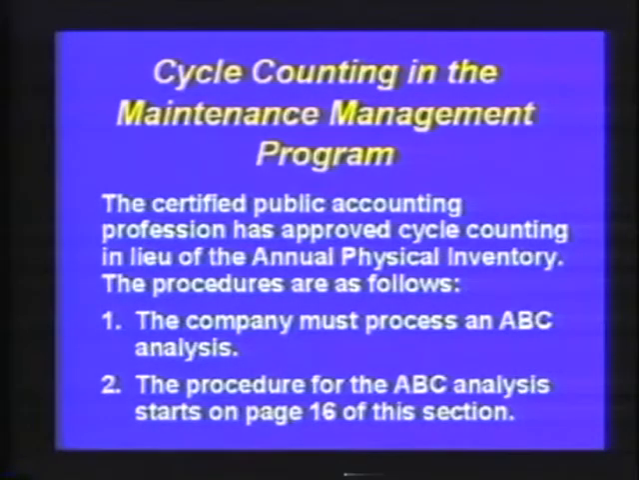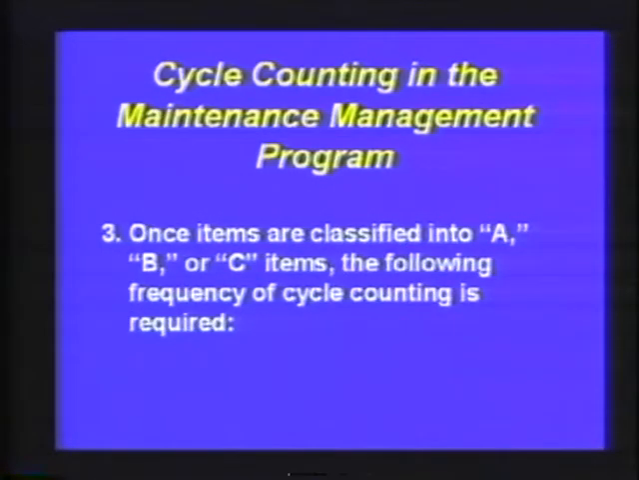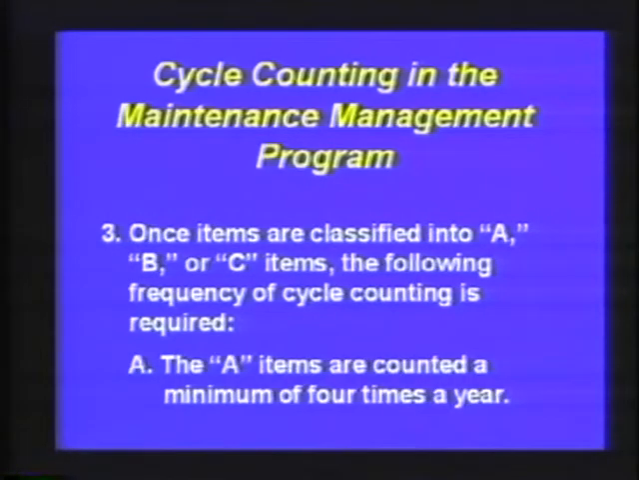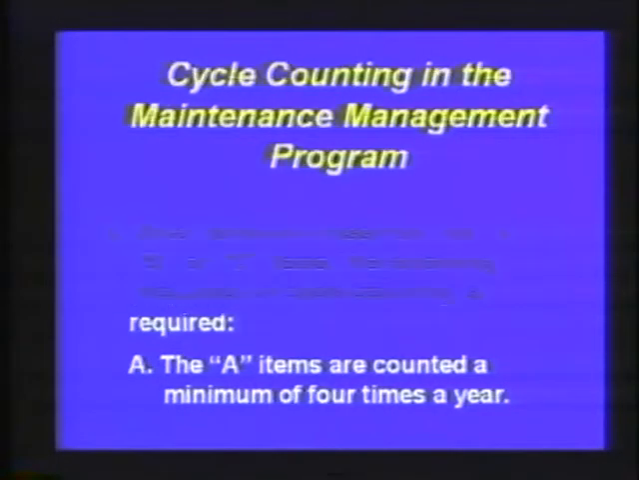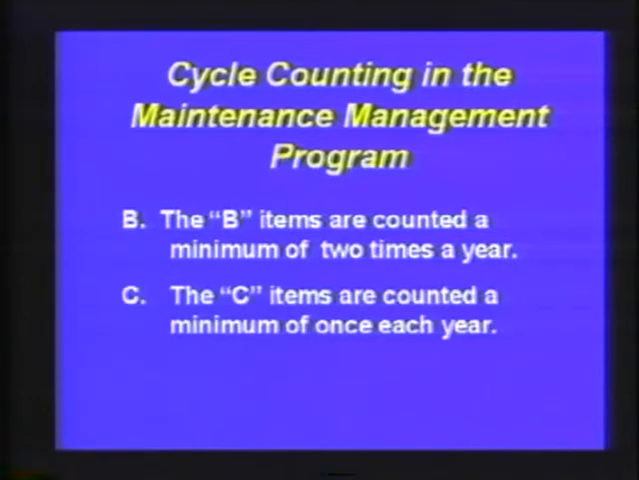Now, step 2, the procedure for the ABC analysis, starts on page number 16. That's merely a cross-reference for you. It's something that we just went through. Once the items are classified into A, B, C in step 3, we are now defining the minimum number of times you must count those parts, either A, B, or C, and this has been established by the CPA profession. So as you can see from 3A, the A items must be counted a minimum of 4 times a year, the B items twice a year, and the C items once a year.